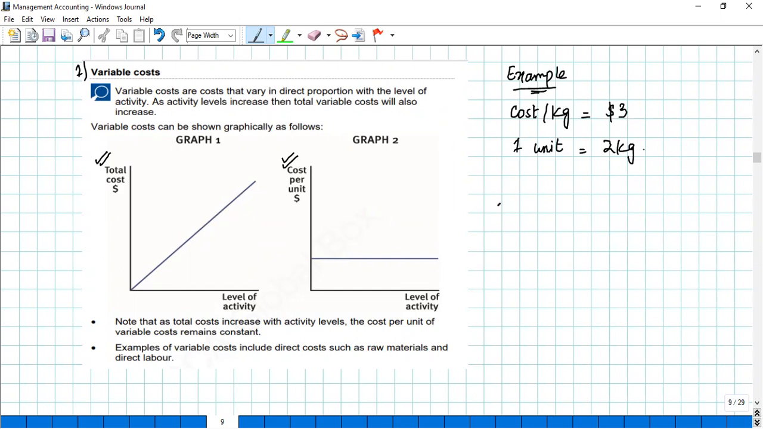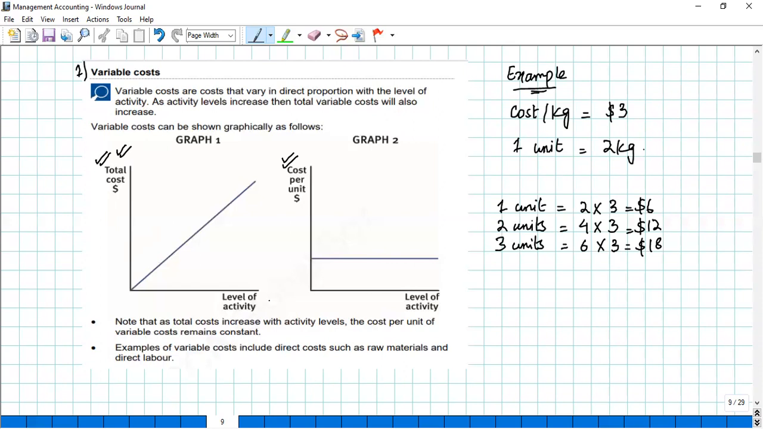So if I have to make 1 unit, because I require 2 kg and each kg is $3, my cost will be $6. Similarly, if I want to produce 2 units, I require 4 kg and cost per kg is 3, so total cost will be 12. For 3 units, I require 6 kg, so cost for 3 units will be 18. So you can clearly see, as your level of activity is increasing, you require more raw materials, so your cost is increasing. This increase is reflected by this graph.